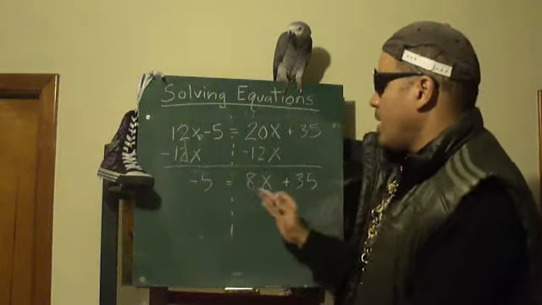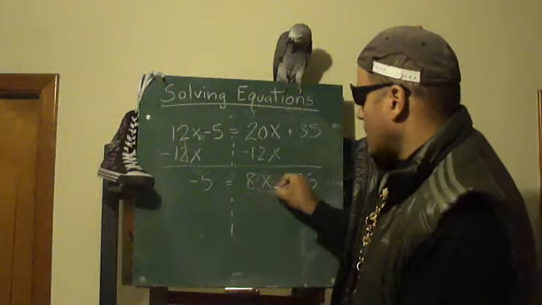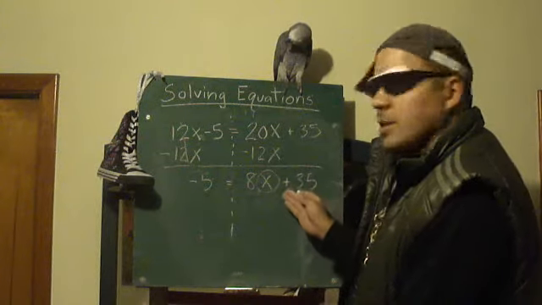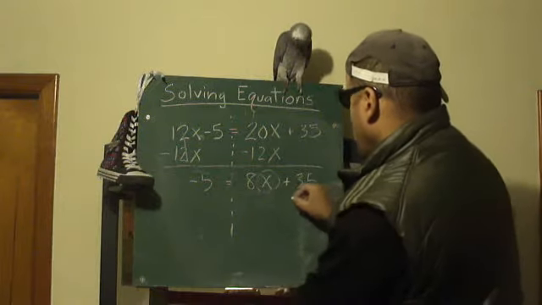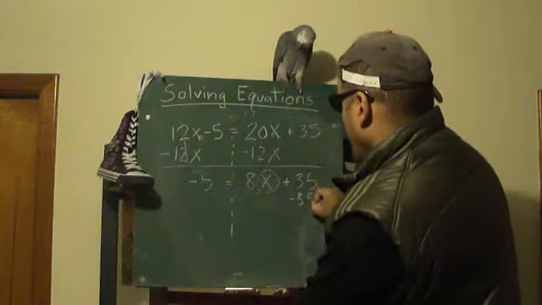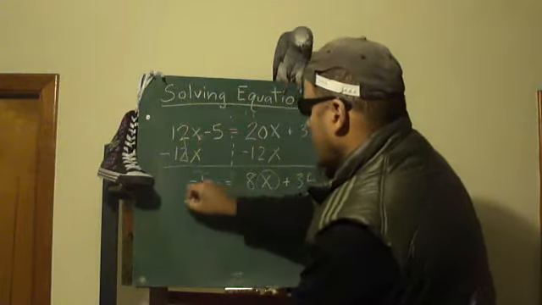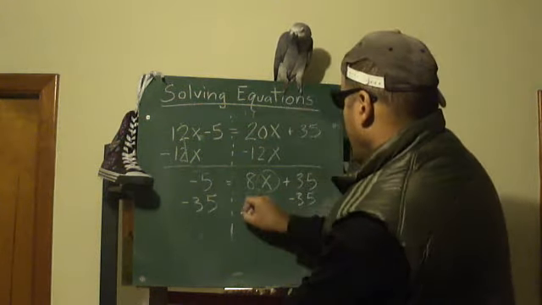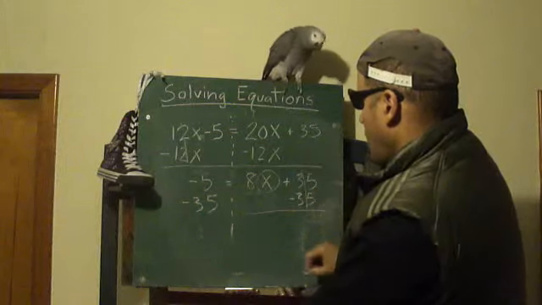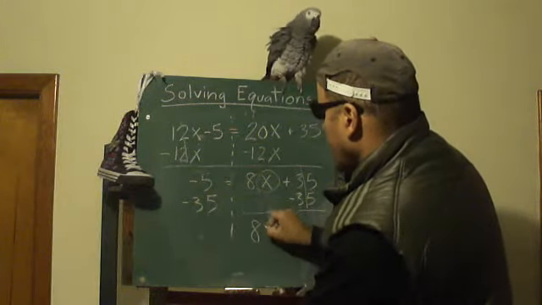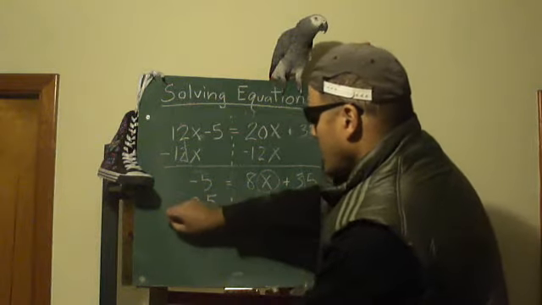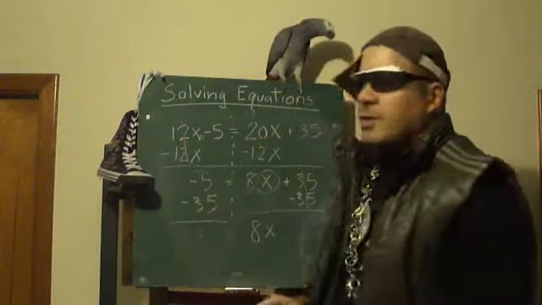So what do we want to get rid of? Well, we want x all by itself. We can circle that. We want to get rid of the 35. It's plus 35. So we can subtract 35 here. And we're going to subtract 35 on this side. Okay? So this is gone. We're left with 8x equals, what's negative 5 minus 35?